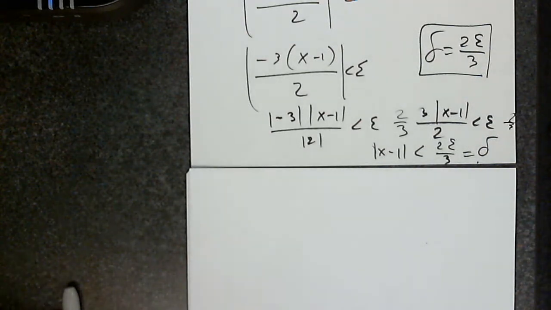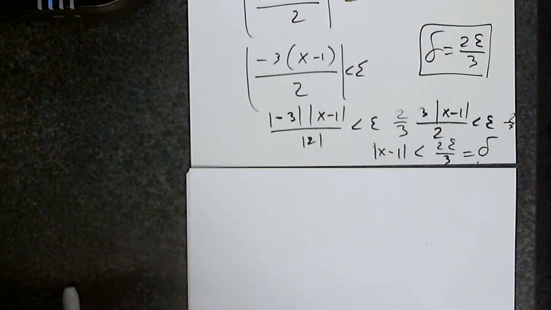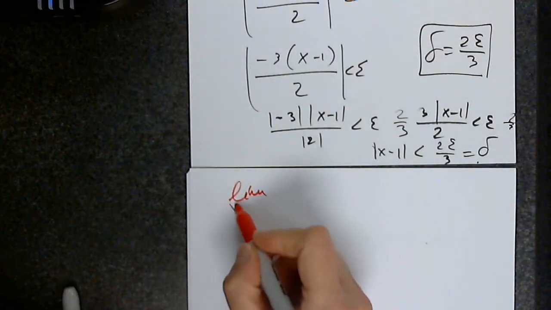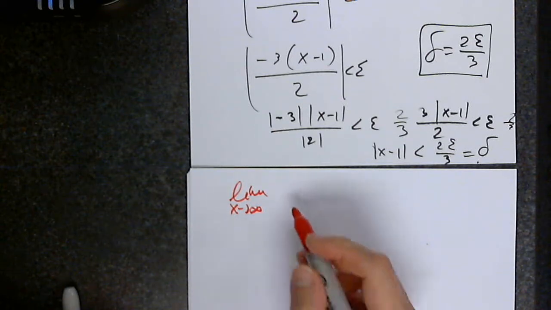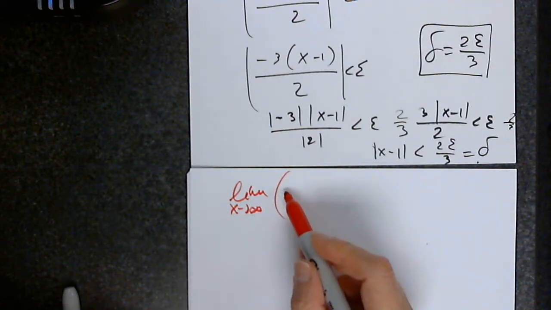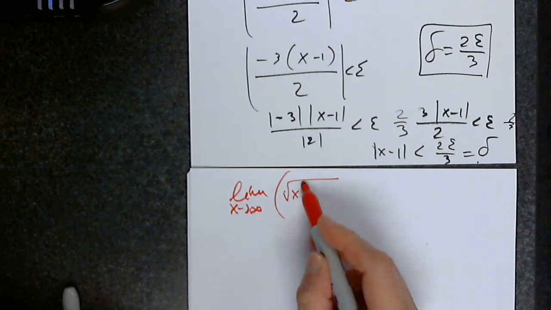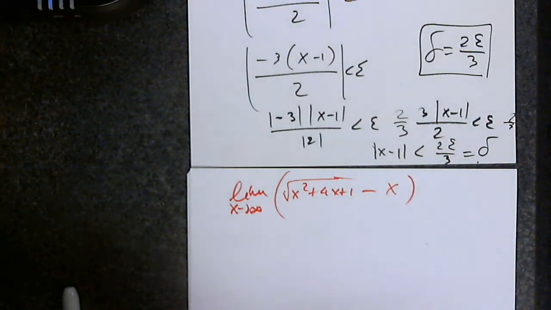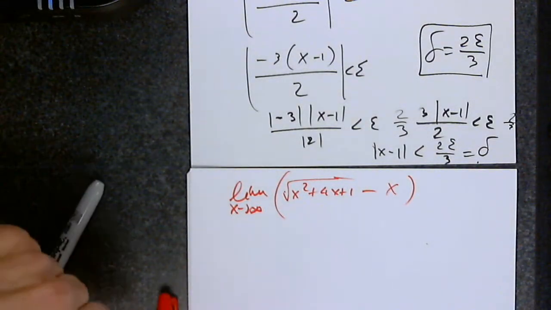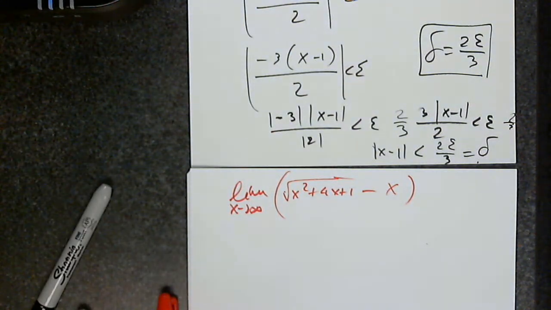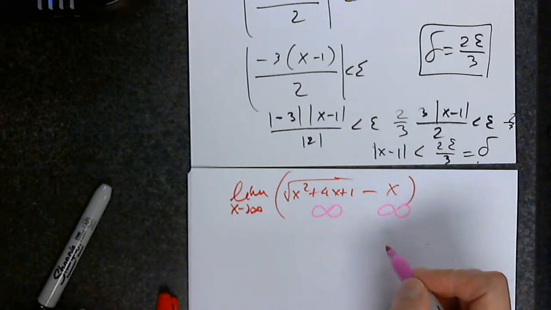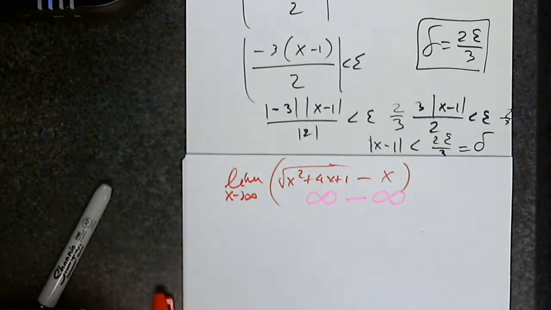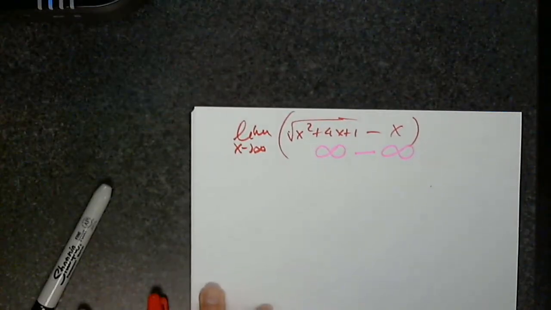Yes, I think Ali was next. Oh, I'm sorry. Question 10. The limit as x approaches infinity of the square root of x squared plus 4x plus 1, minus x. Which number is that? 10. Okay, very good. So this is an indeterminate case because this approaches infinity and this approaches infinity, but because there is a minus in between, this is one of the 7 indeterminate cases.